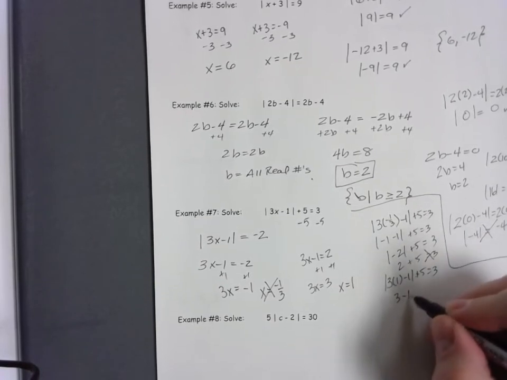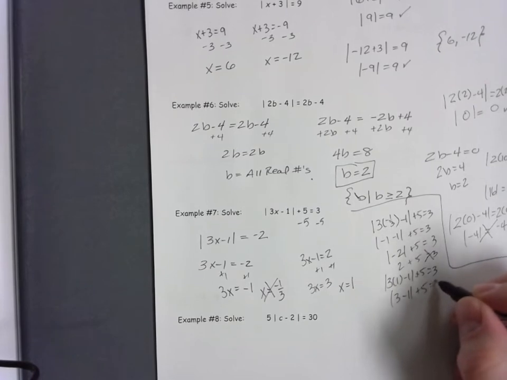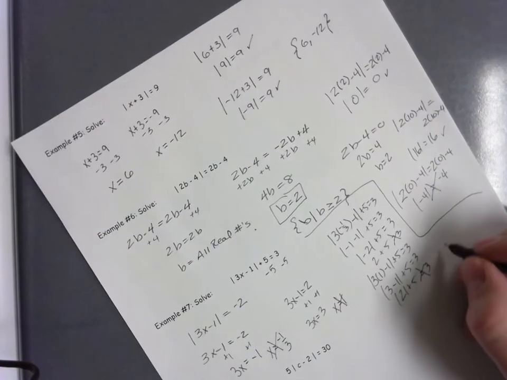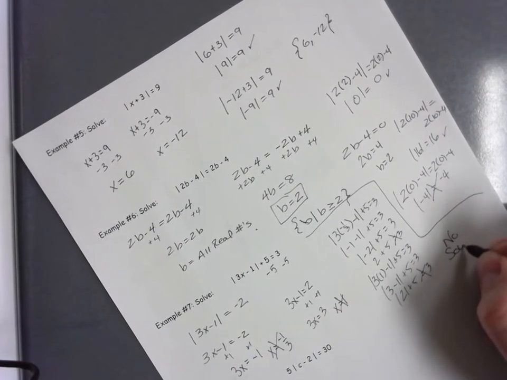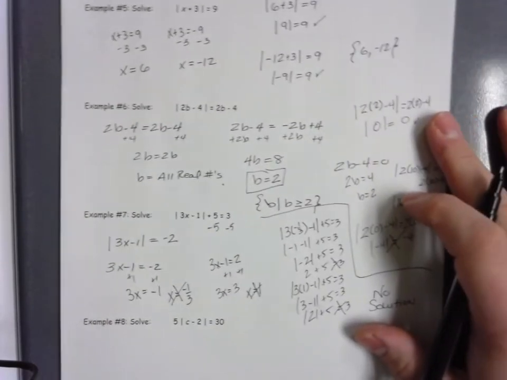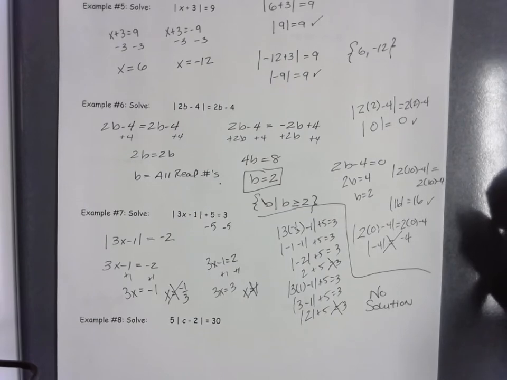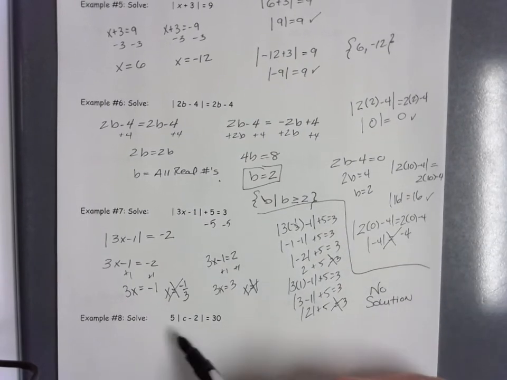3 minus 1 plus 5. So absolute value of 2. This is not going to work either. This will also fail. So right here, this is no solution, which totally can happen, as we know. Okay. And the last example gives us a dilation on the outside, multiplying by 5.